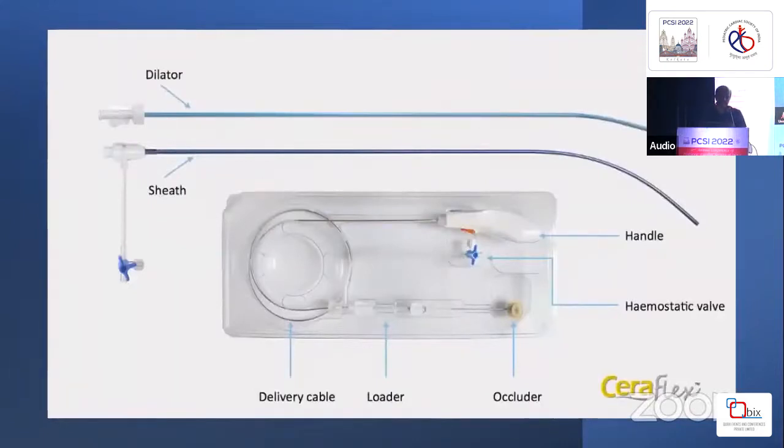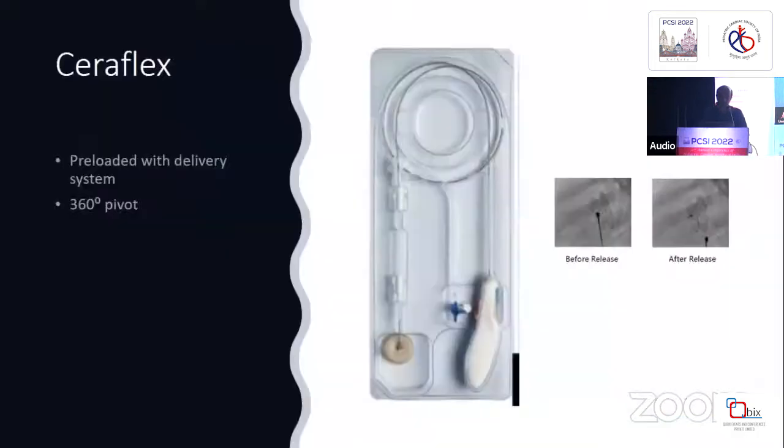That is, this is the entire system. One entire difference from conventional devices is that this comes as a preloaded device. In other words, the entire pack will have the ASD device which is mounted onto the cable. So when you procure one device, it means you are procuring the device, the cable, and the full assembly. And the 360-degree pivot was excellently demonstrated by Dr. Shivamasa in the previous presentation.